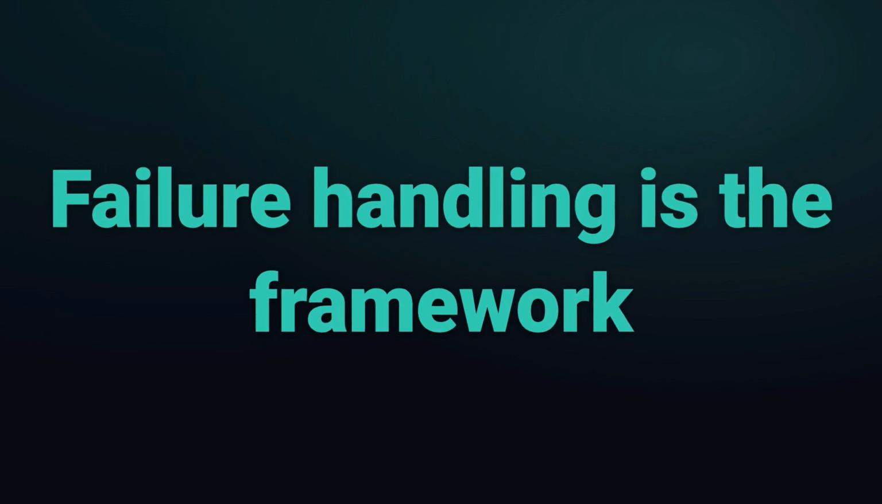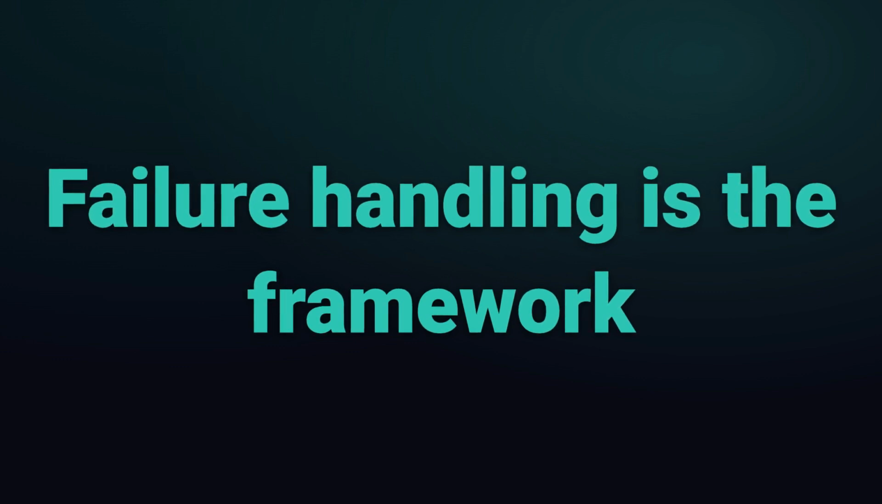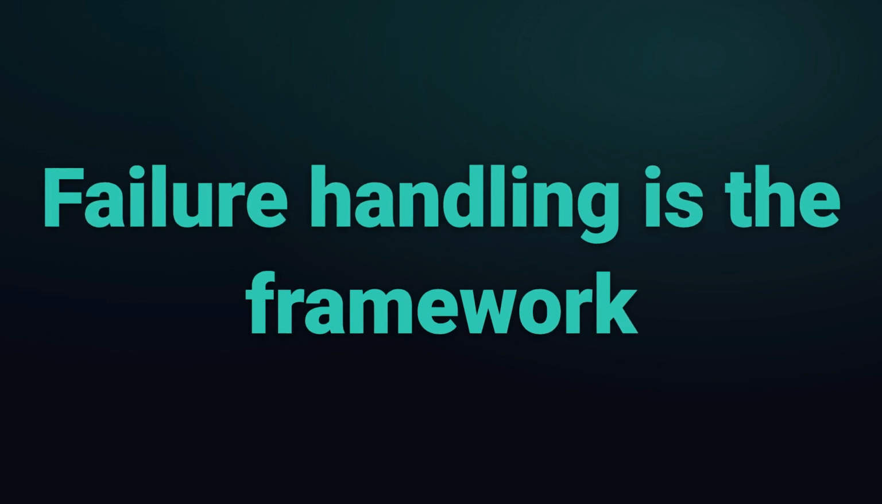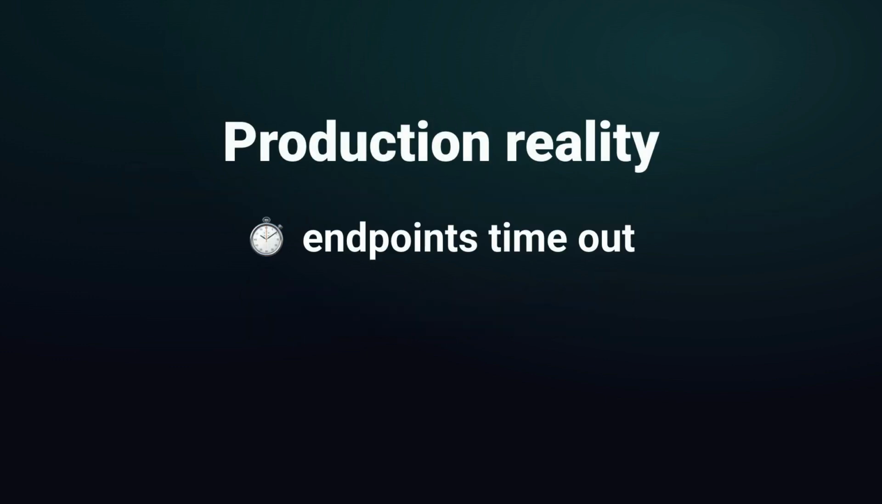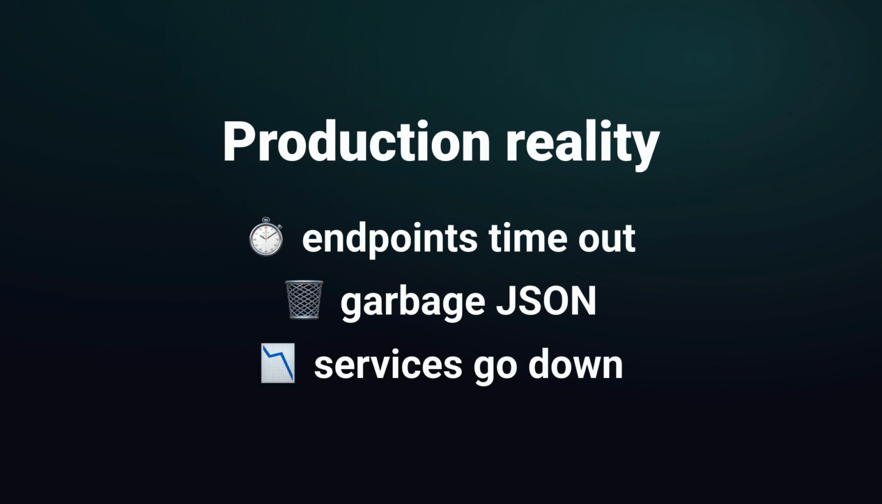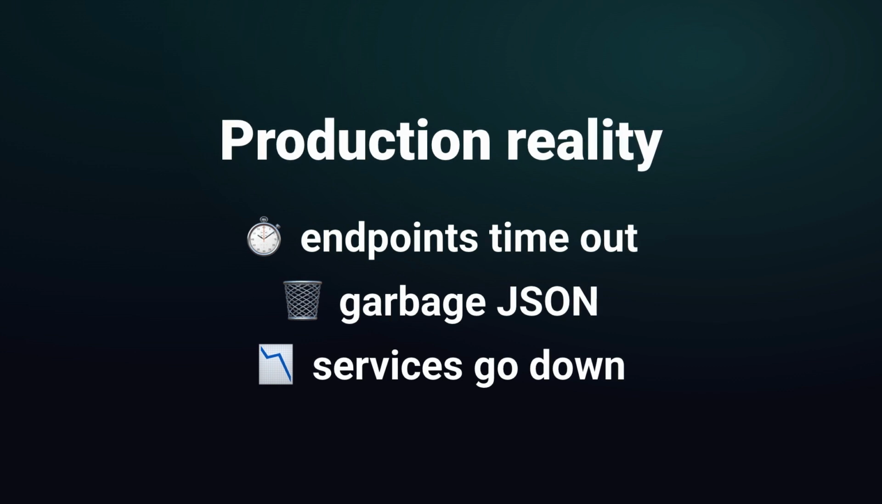Here's the thing most tutorials never tell you. Building an agent that works in a demo is easy. Building one that survives a flaky API, a rate limit, or a malformed tool response is a completely different game. Real production traffic is messy. Endpoints time out, LLMs return garbage JSON, and external services go down without warning. So the real question isn't, can this framework build an agent? It's, what happens when things go wrong?